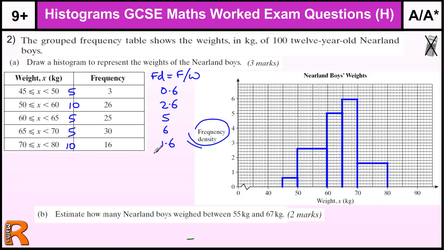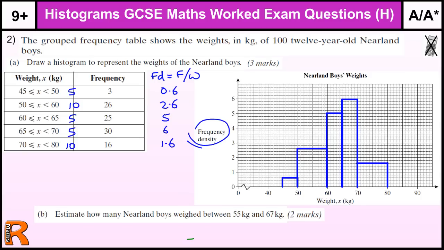A lot of those marks are for the frequency density calculations, so try and make sure you get those correct. Part B, estimate the number, how many Nearland boys weigh between 55 and 67 kilograms.